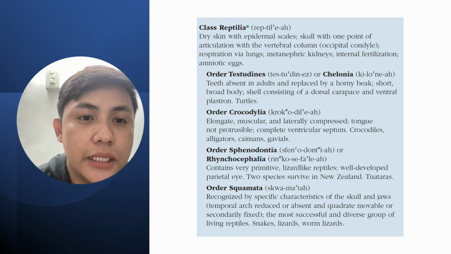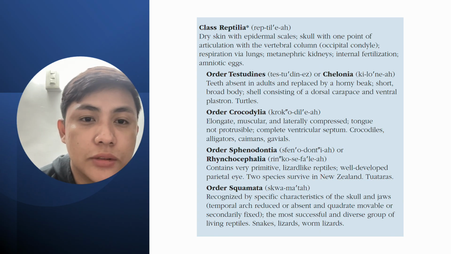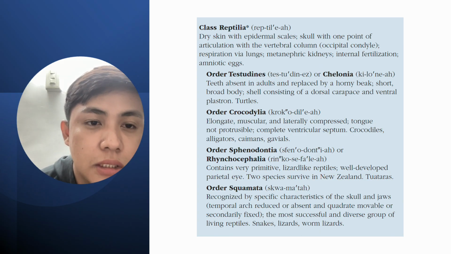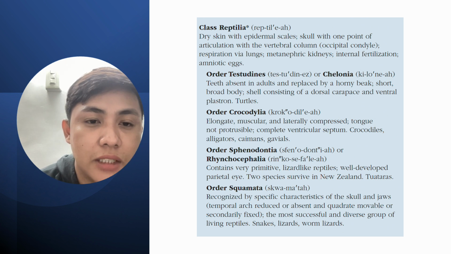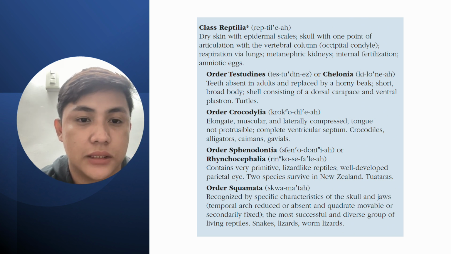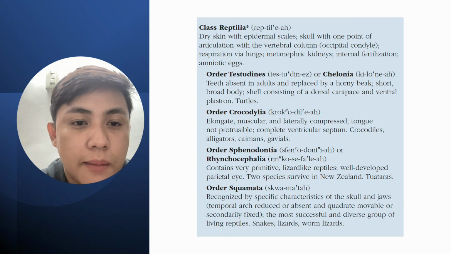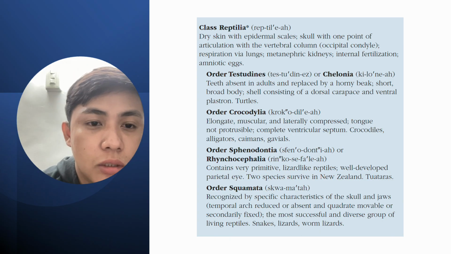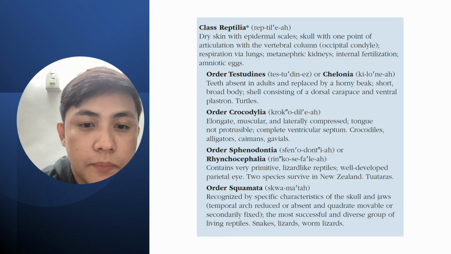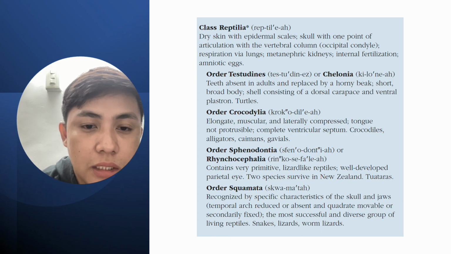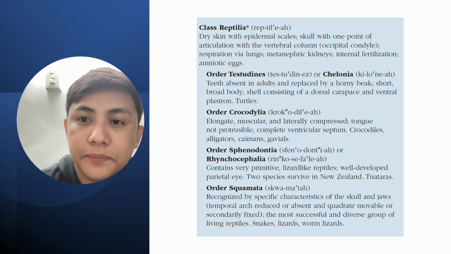Under the class Reptilia, we have the order Testudines, which includes turtles, and the order Crocodilia, which includes crocodiles, alligators, caimans, and gavials. The order Sphenodontia has Rhynchocephalia, which includes tuataras, and the order Squamata includes snakes, lizards, and worm lizards. Kindly take note of all these orders under the class Reptilia.